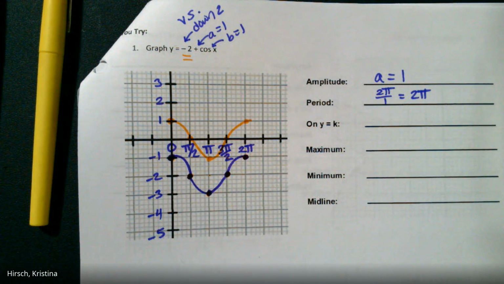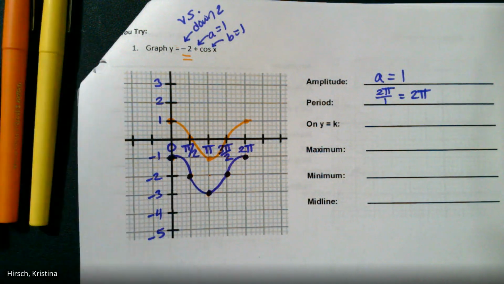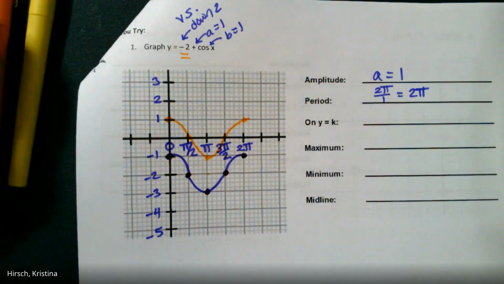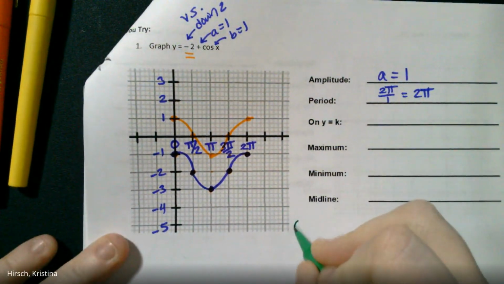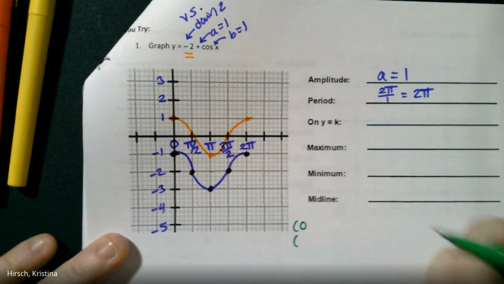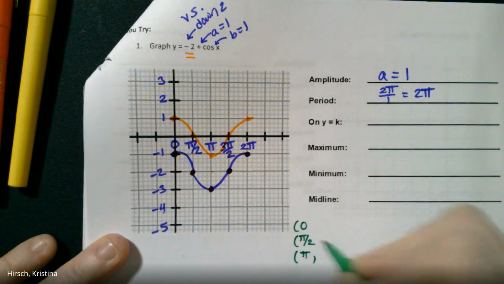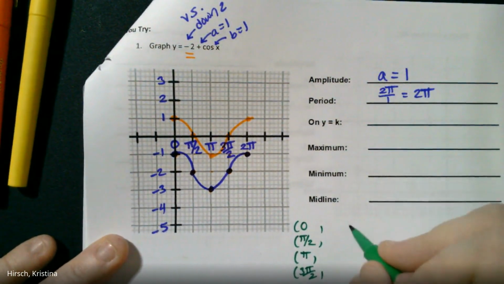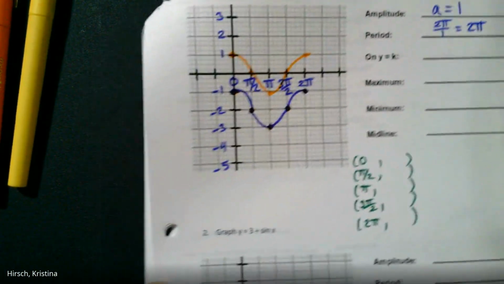Notice I didn't use my calculator. That was pretty fast because I know what a cosine graph looks like and I could use those characteristics to help me. If I didn't want to do that, then that's where your calculator would have come in. I would have been looking at 0, pi over 2, pi, 3 pi over 2, and 2 pi, and then I would use my calculator to get those.